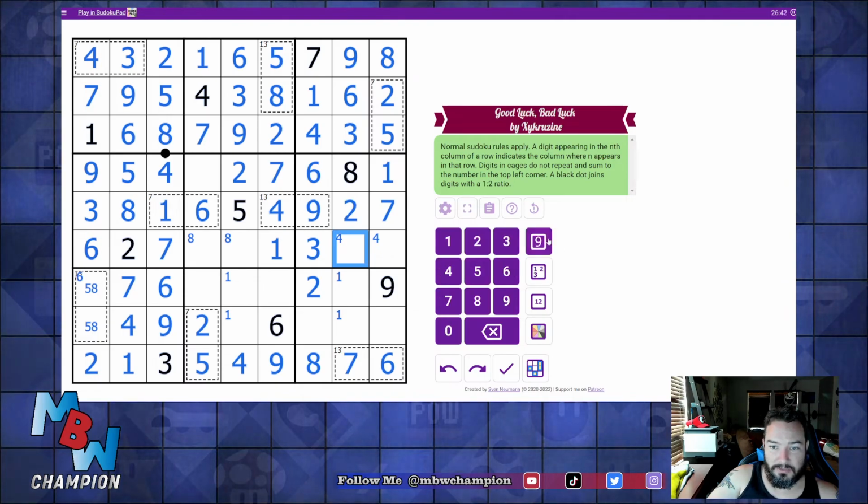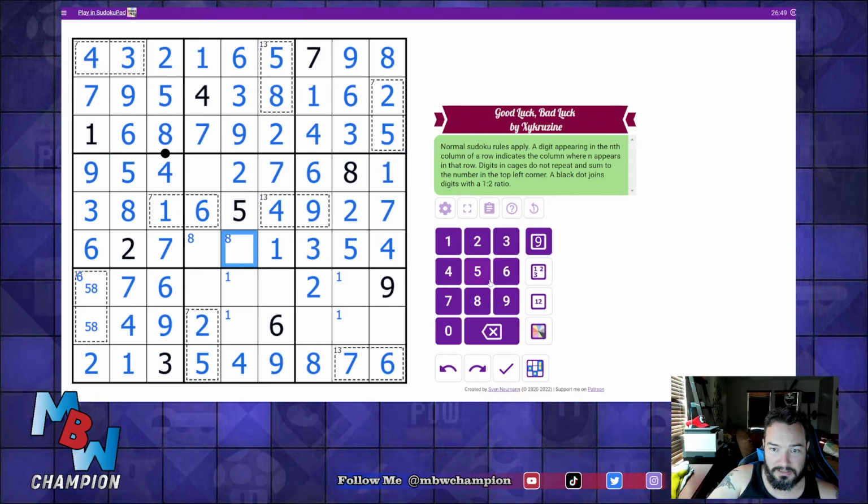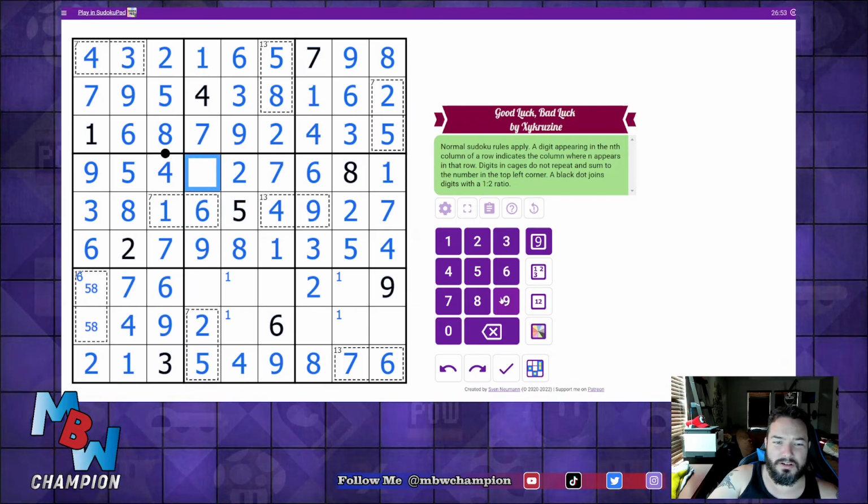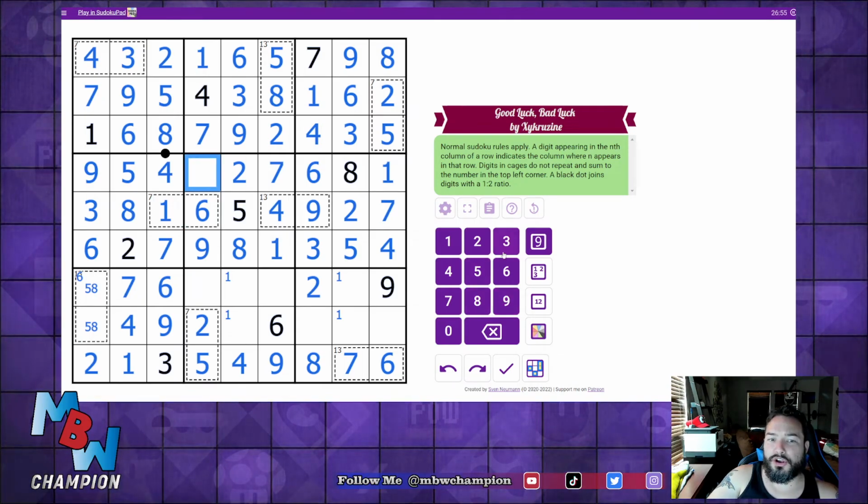And so this is going to be a 5, and this is going to be a 4, because 5 was saying that, and so that's where it kind of lands. So this is going to be an 8, and this is going to be a 9, and of course, this is going to be a 3.